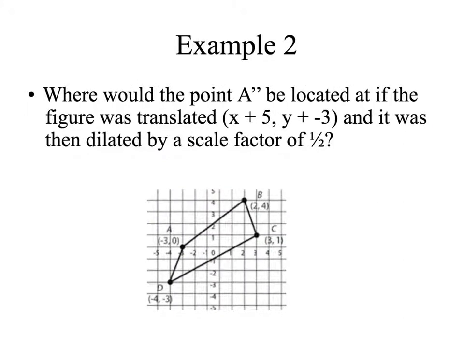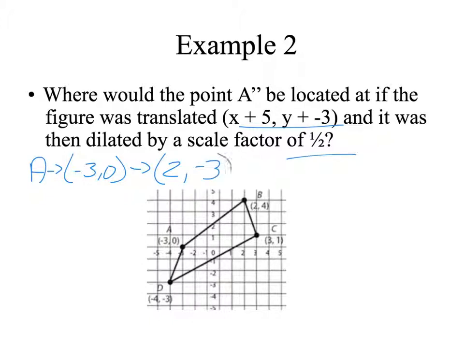Here we're going to translate, and then we're going to dilate. So A is at negative 3, 0. When we translate that, that's going to become 2, negative 3. We're going to dilate it by a scale factor of 1/2, so multiply everything by 1/2. And that's going to give me 1 comma, negative 1.5.